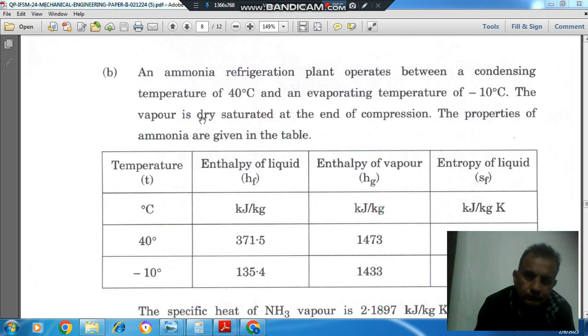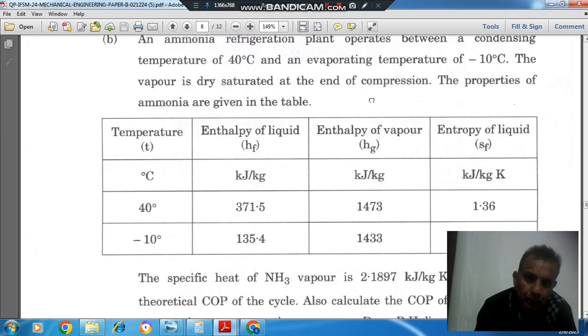We are solving Indian Forest Services Mechanical Engineering paper 2 of year 2024. Question number 6b. An ammonia evaporation plant operates between a condensing temperature of 40 degrees Celsius and an evaporating temperature of minus 10 degrees Celsius. The vapor is dry saturated at the end of compression.